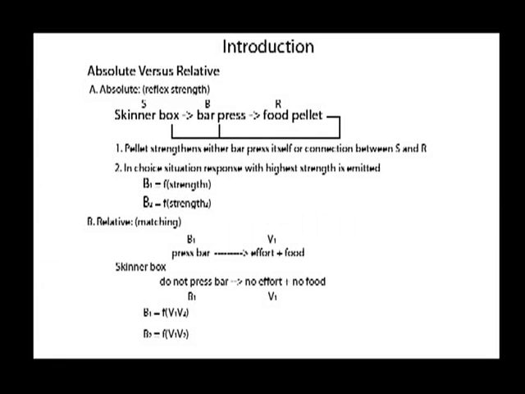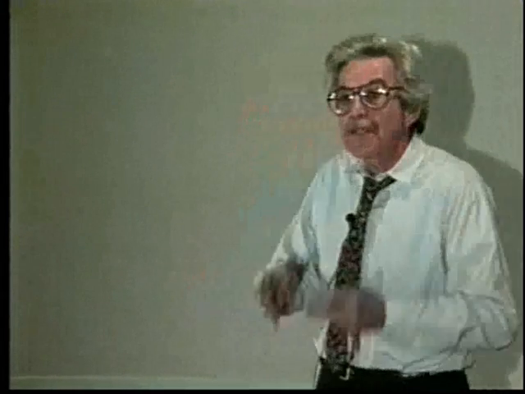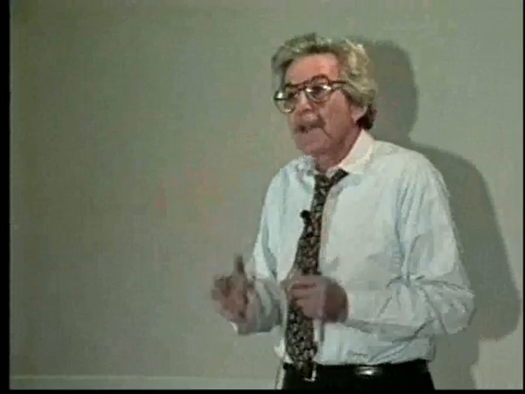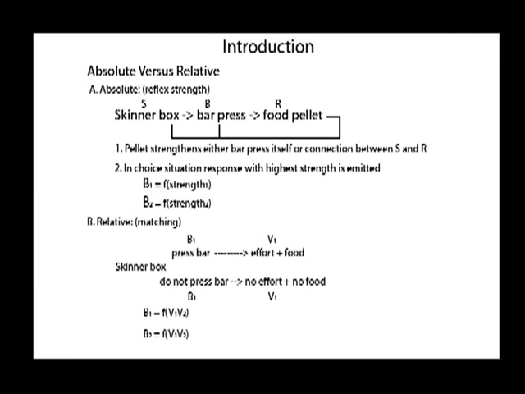The relative view: now the animal, the same rat, is put in a Skinner box, and it can press the bar or it cannot press the bar. If it presses the bar, it's expending some effort and gaining some food, and that has a certain value. If it doesn't press the bar, it doesn't expend any effort, and on the other hand, it doesn't gain any food, and that has a certain value. And the animal is then choosing between spending the effort and gaining the food, or not spending the effort and not gaining the food. Each of these alternatives has a value, and each behavior, behavior 1 and behavior 2, that is pressing the bar and not pressing the bar, each of them is a function of both values. And that is the relative point of view. And that's what matching is about.